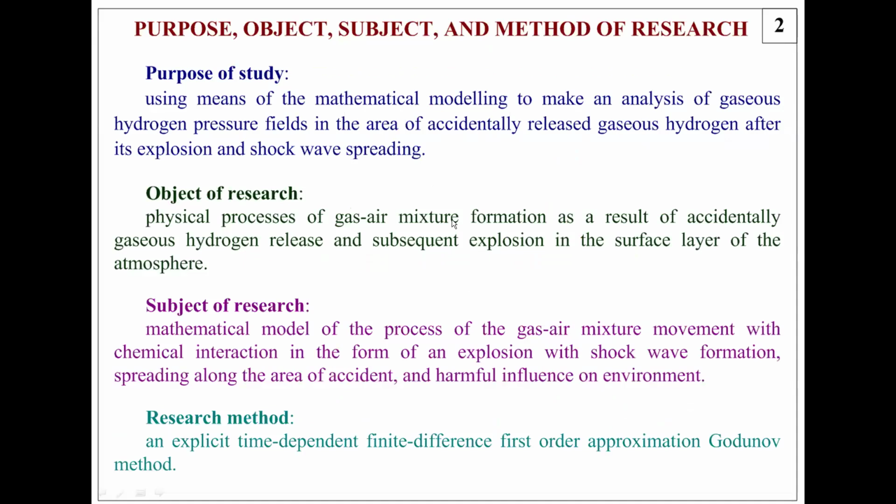The aim of the work is using the means of mathematical modeling to make an analysis of hydrogen mass concentration and pressure fields in the area of accidentally released and exploded gaseous hydrogen at a refueling station. Physical processes of hydrogen release, hydrogen-air mixture formation, spreading, and subsequent explosion in the surface layer of the atmosphere can be considered as an object of the research.